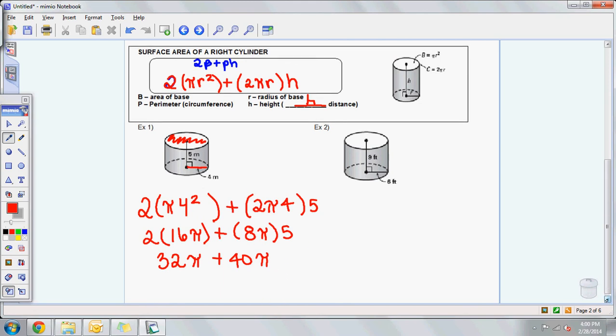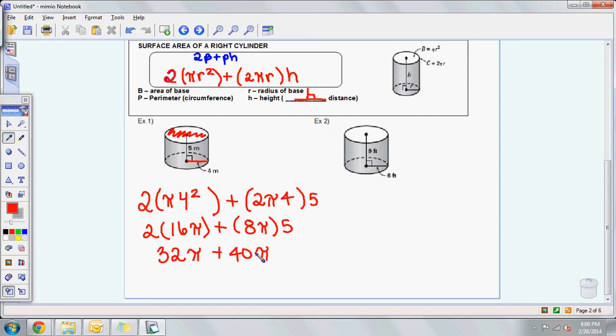Now your final step, remember, act like these are variables. Okay, act like the pi's are variables. So it's like these are x's. Okay, if I have 32 pi plus 40 pi, how many pi do I have all together? I'm just going to add them up. So 72 pi. And if you remember from yesterday, surface area and area is always units squared.